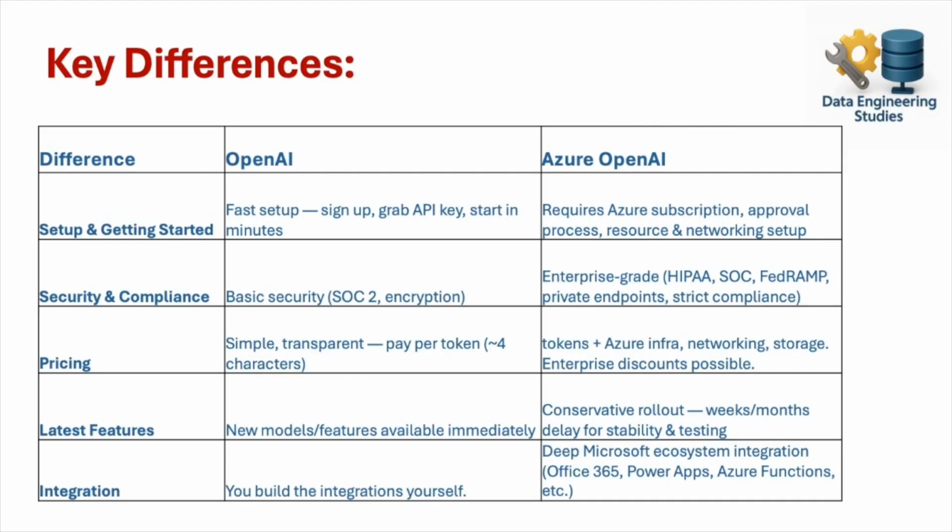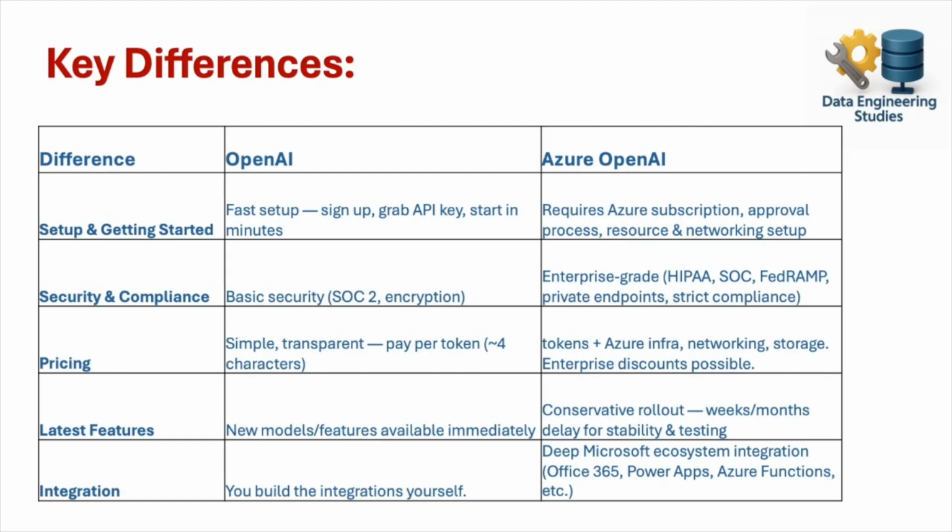The first difference is the setup. With OpenAI, you can literally start in a few minutes, sign up, grab the API key and start coding. It is that simple. Whereas for Azure OpenAI, you need an Azure subscription. You have to apply for access, set up resources, configure networking. It can take days or even weeks for enterprises.